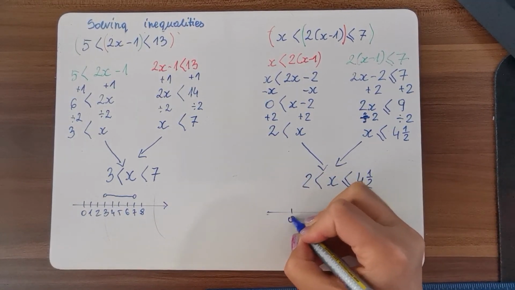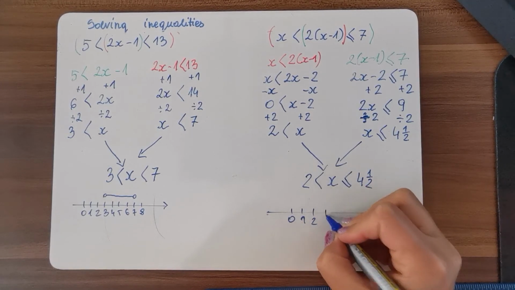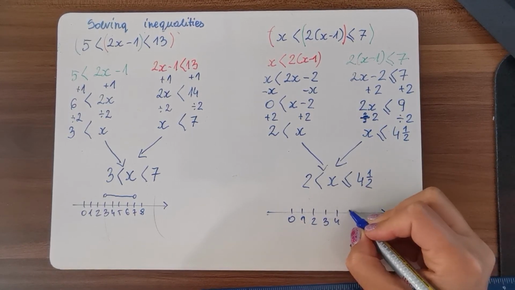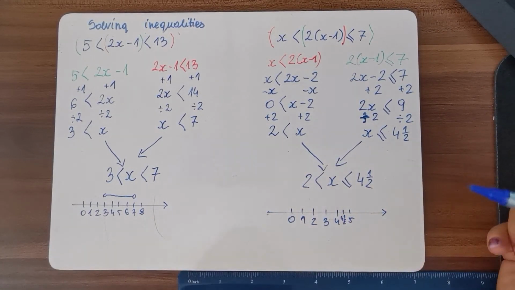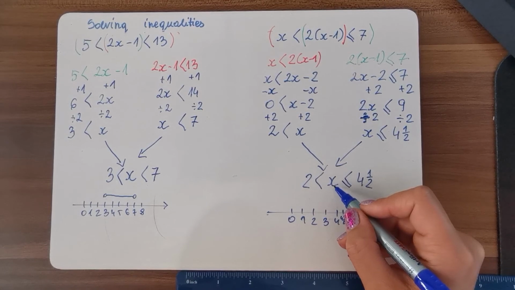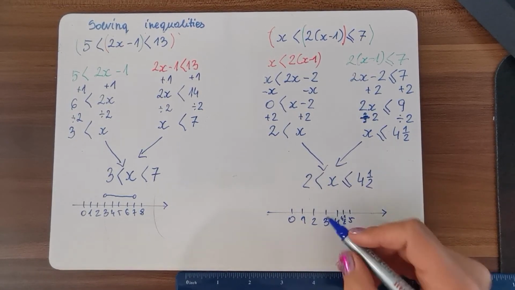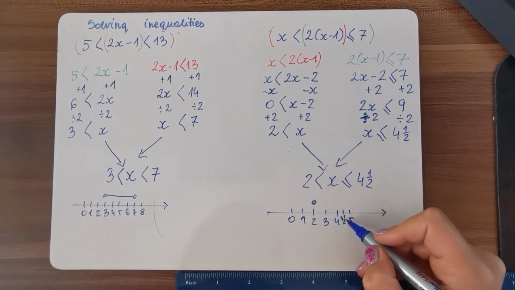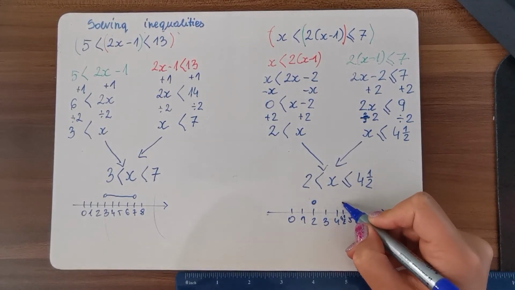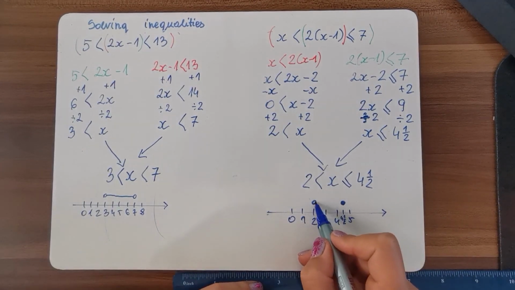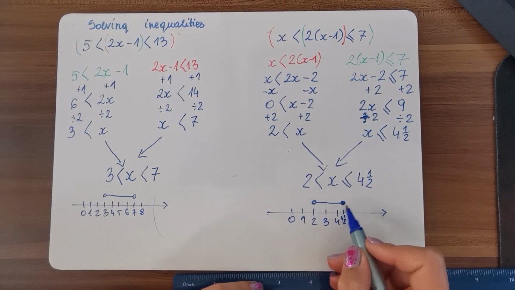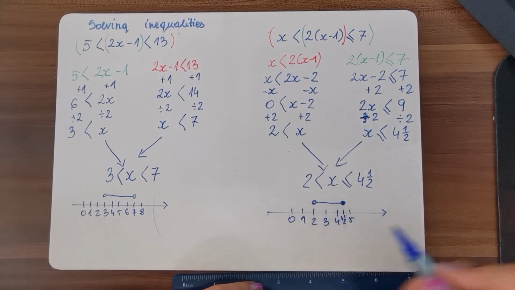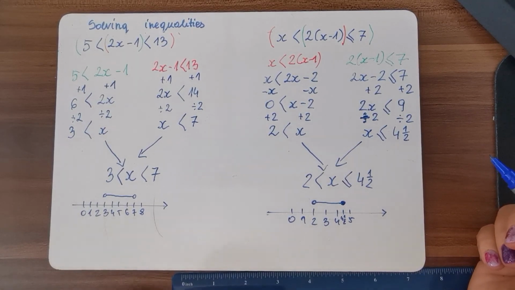Now we can show it on the number line. So 0, 1, 2, 3, 4, 5. So 4.5 will be exactly between the 4 and 5. So our x must be larger than 2, but smaller or equal to 4.5. So we need to draw a full circle here. And those numbers between 2 and 4.5, including 4.5, will be the solutions of our inequality. Thank you.